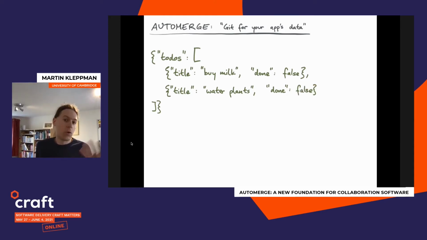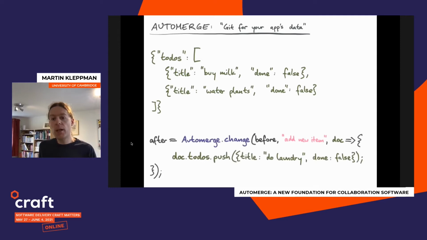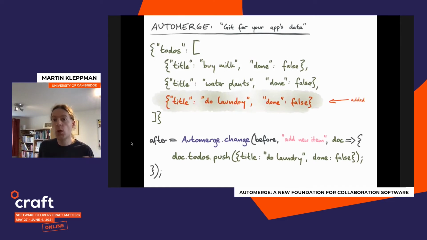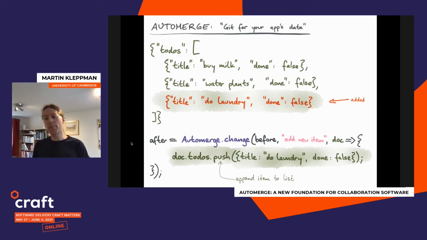So what you can also do, apart from updating an individual field, is, for example, add a new item to the to-do list. And here we can call doc.todos.push, which is just the JavaScript function for appending an item to an array. And it will do exactly what you wanted. It will add the item do laundry as the third item in this array now. Okay, so this is the simple case where just one user is updating the data at any one time.